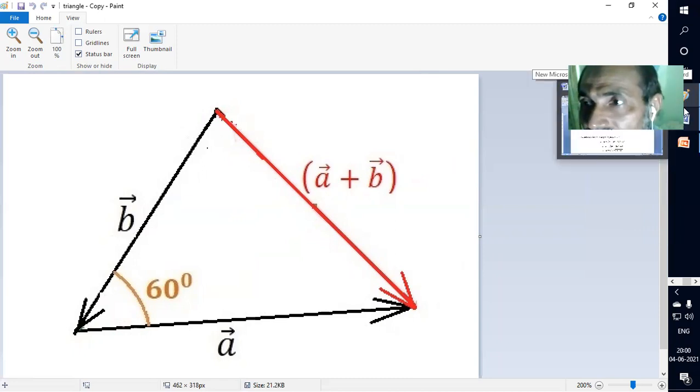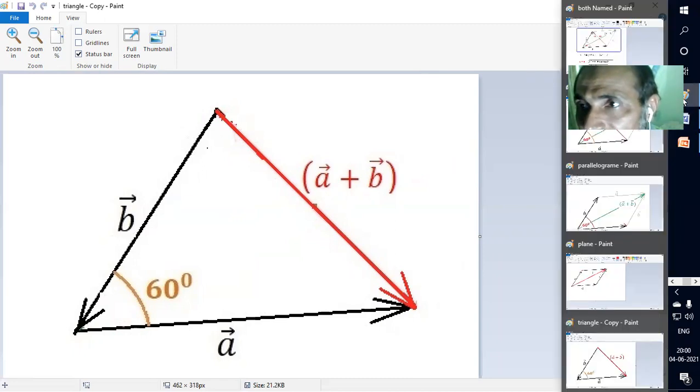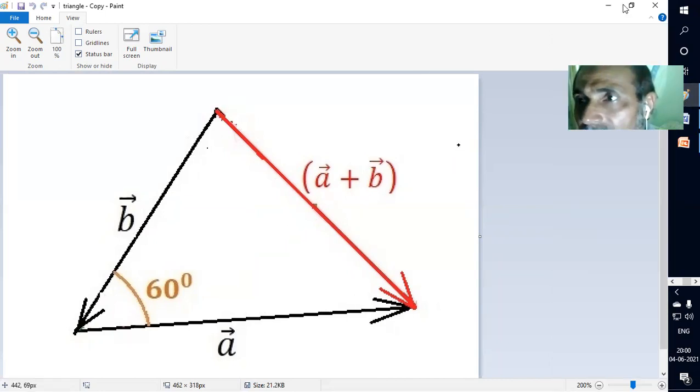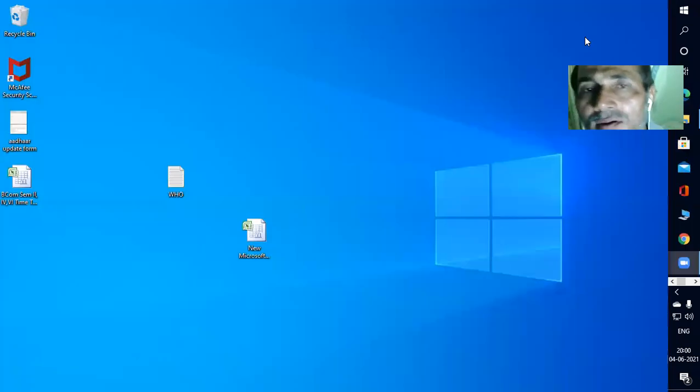In addition to this, I'd like to show you another example where we can use the parallelogram law of vector addition and triangle law of vector additions. These two are used.